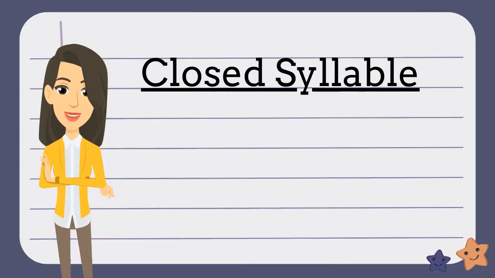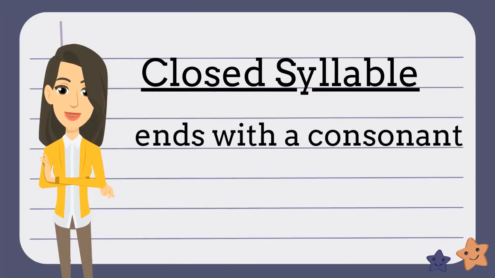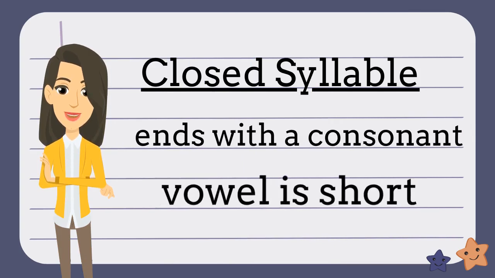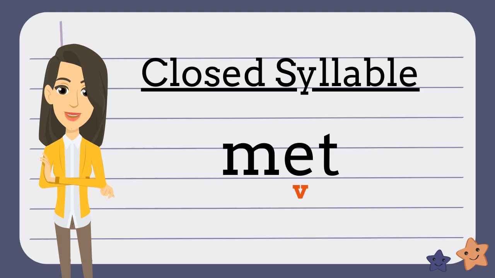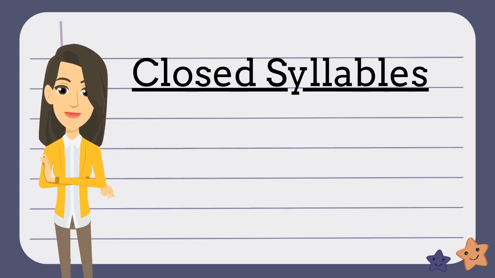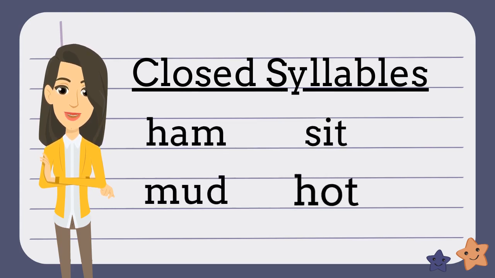A closed syllable has one vowel and ends with a consonant. That vowel usually has a short sound. For example, met is a closed syllable. It ends with a consonant T, and that makes the E a short E sound. Other examples of closed syllable words are ham, sit, mud, and hot.